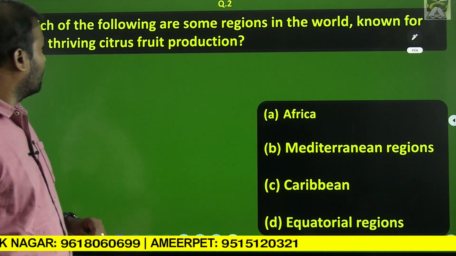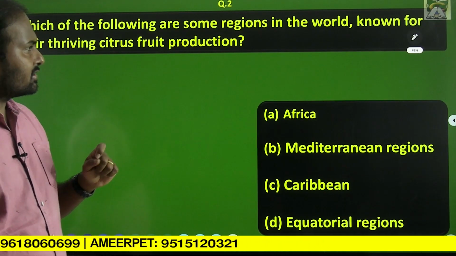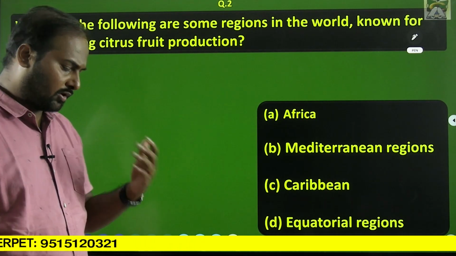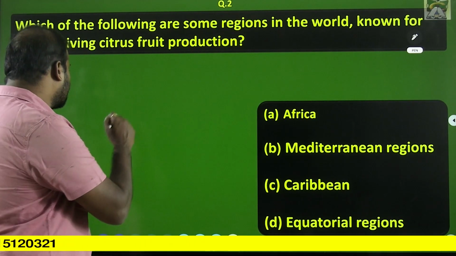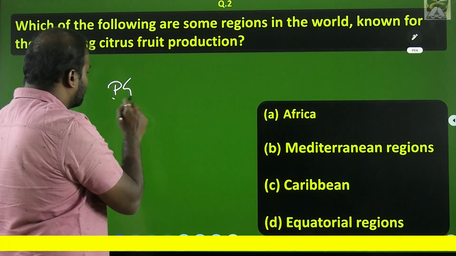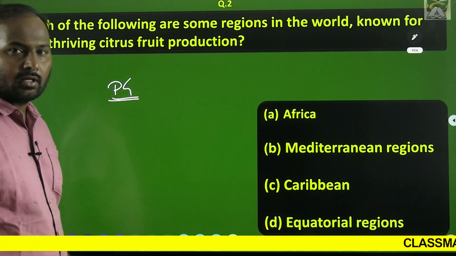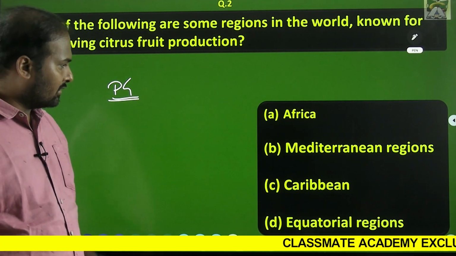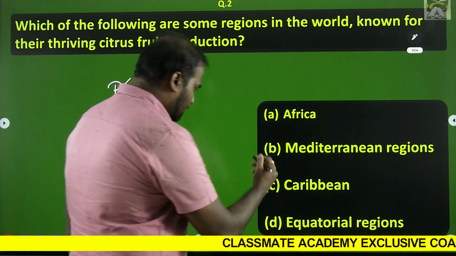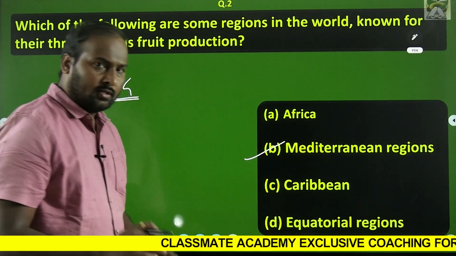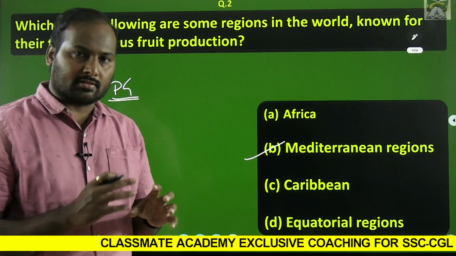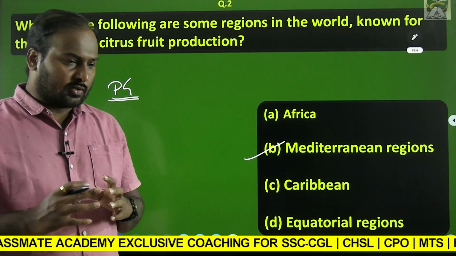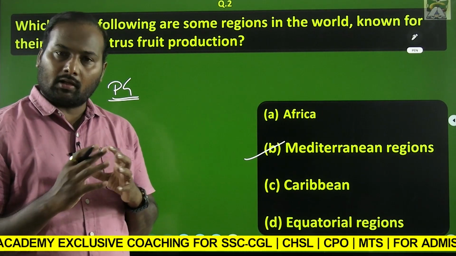Next. Which of the following are some regions in the world known for their thriving citrus fruit production or cultivation? So this is from your physical geography. There is a topic called climatology. In this case, if you see, the Mediterranean region. What is this Mediterranean region? The region surrounding the Mediterranean Sea is called the Mediterranean region. In this region, generally, winter rainfall can be seen.